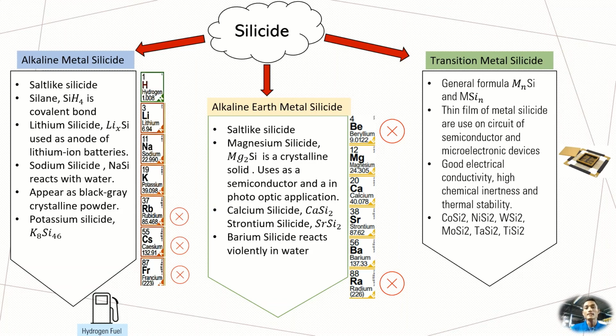Lastly is transition metal silicide, general formula MnSi and MSin. M represents a metal element of transition metal. Thin film of metal silicide are used on circuit of semiconductor and microelectronic device. Good electric conductivity, high chemical inertness, and thermal stability.